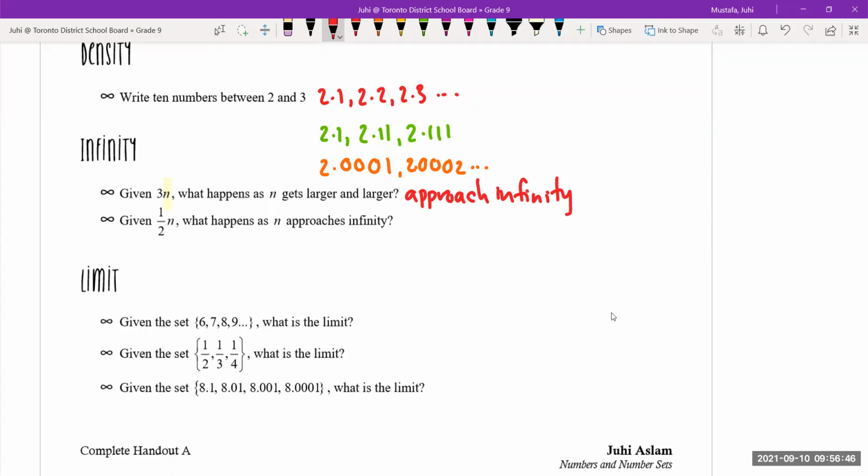How about if you have something like a half times n, and now n is getting larger and larger and larger? What do you think is going to happen to the number? Farabi? Okay, so for example, if I did a half times 1,000, then a half times 10,000, is that number still getting bigger and bigger and bigger? Yeah, so you're right. It would still approach infinity, but would it be as quickly as the number before? No, because you're actually dividing it in half, but it doesn't matter because as that n gets larger and larger and larger, it's still going to approach infinity.